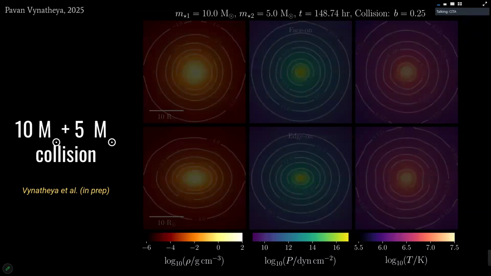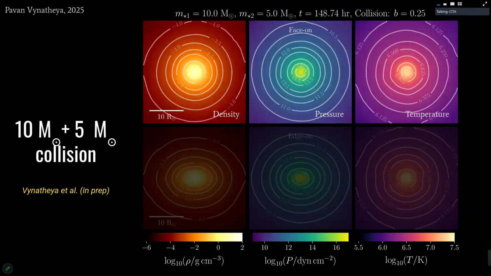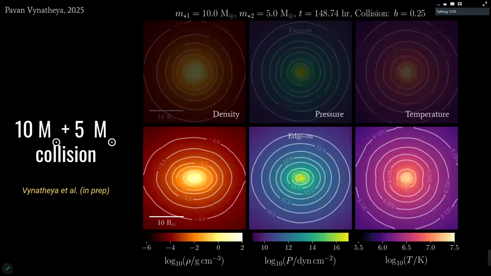Here I show the contours of different quantities. On the left is the density, in the center is pressure, and the temperature on the right. This is the face-on view of the collision product. As expected, it's circular, and on the edge-on view, you have the rotational flattening because of the injection of angular momentum, and there's an oblateness to the contours. As you increase the impact parameter, in a sense, if the collisions are more gradual or less head-on, this structure becomes more and more flattened, more and more disky.